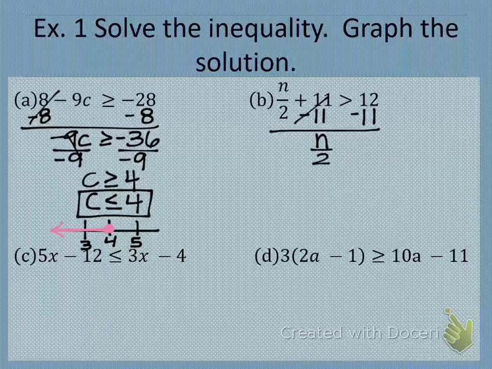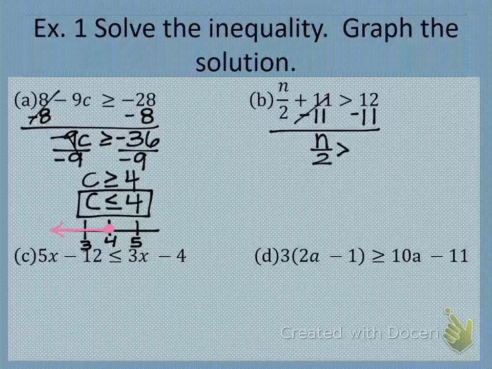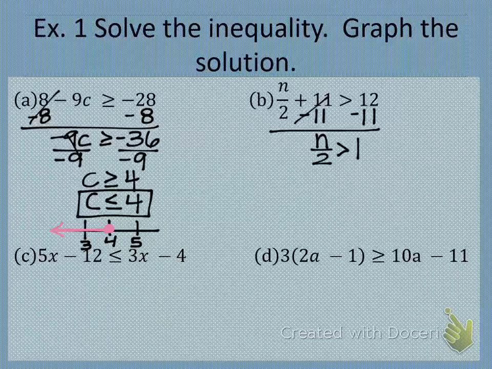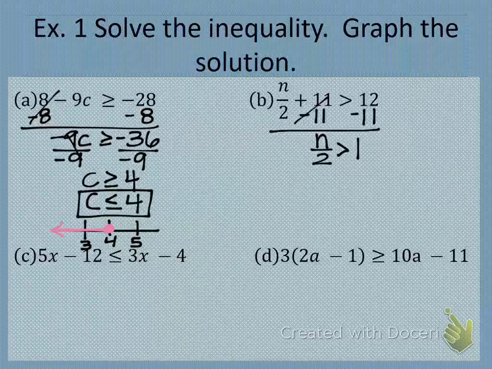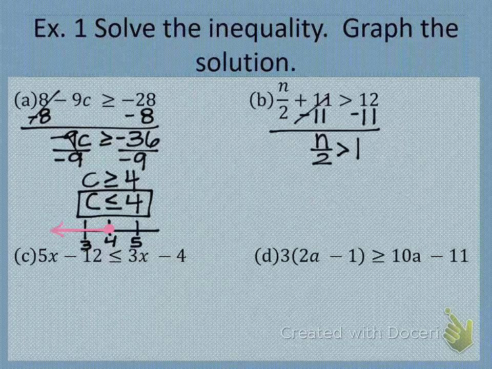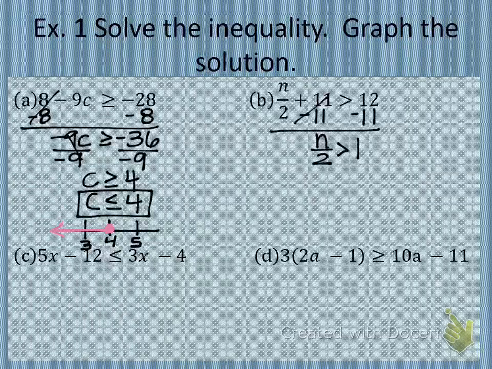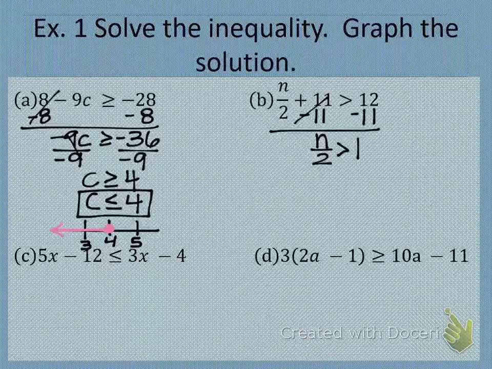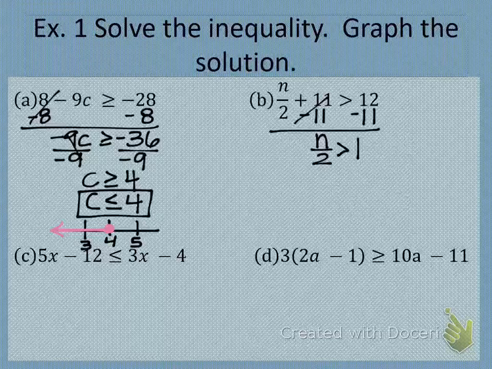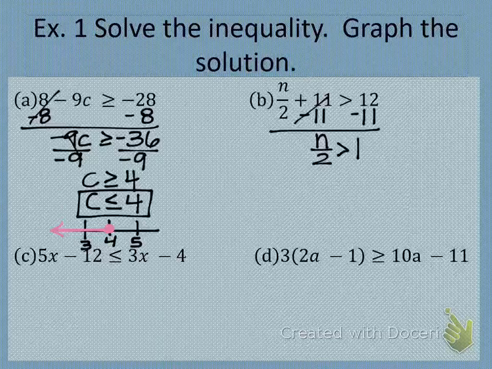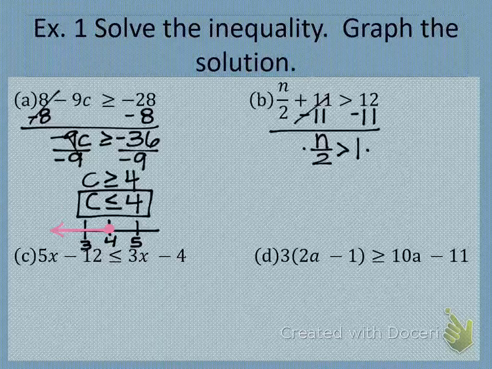So n divided by 2 is greater than, class, what's 12 minus 11? 1. Very good. All right, Joshua Eisenberg, tell me how to solve for n. No? Now read, okay, Joshua, read the problem to me. Not over. n divided by 2. Okay, n divided by 2. So what's the inverse of dividing? Multiply. So we're going to multiply both sides by 2.